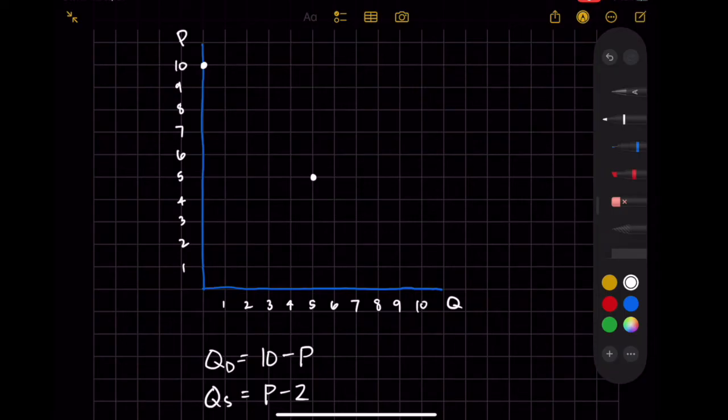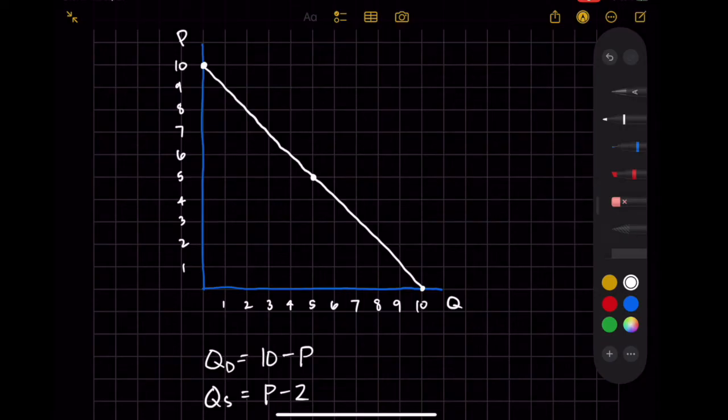And then we also might imagine a price of 0. If the price is 0, then 10 minus 0 is 10. So now I've got these points. This is going to be our demand curve. So we can draw this in here. There's our demand curve. Okay.